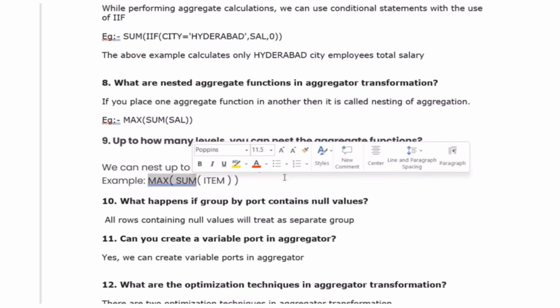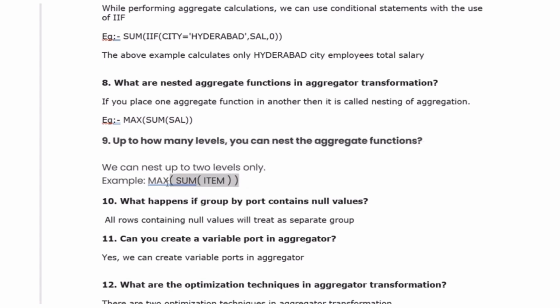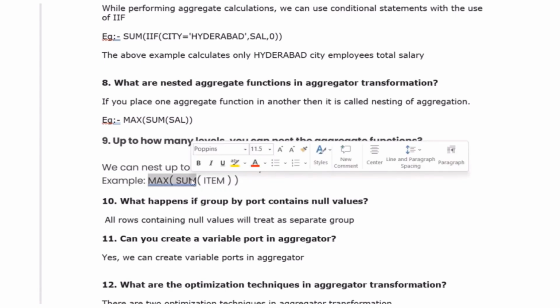In sum, you cannot write one more aggregate function, so here it is completed, two levels of nesting.